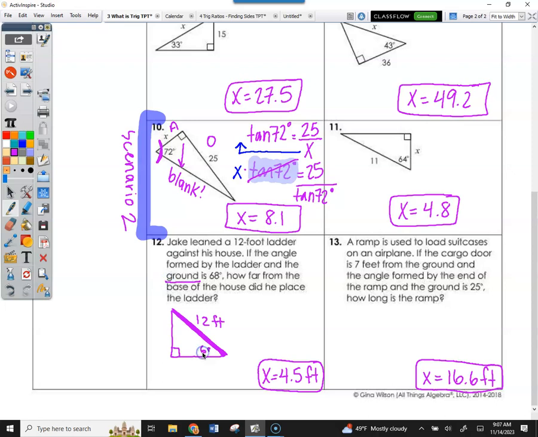Down here. And then it says, how far from the base of the house? Where's the base of the house? The bottom. So this is the base, right? How far from the base of the house did he place the ladder? So this is the side they're asking for. Because the bottom of the ladder would be here. The bottom of the house would be here. And the distance between would be how far it is.